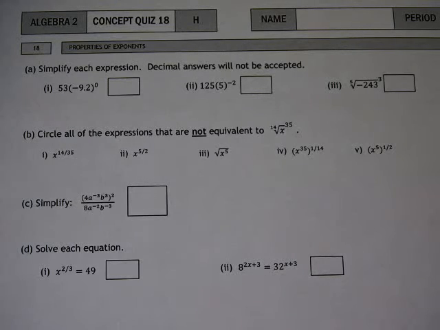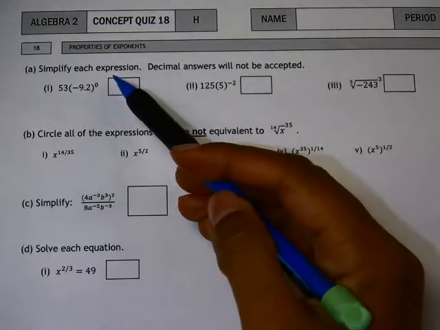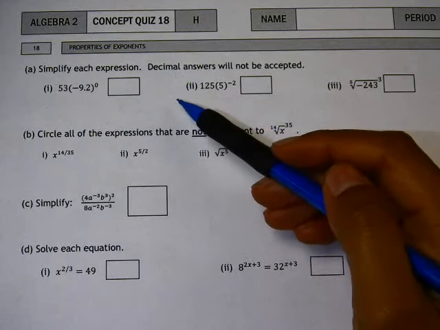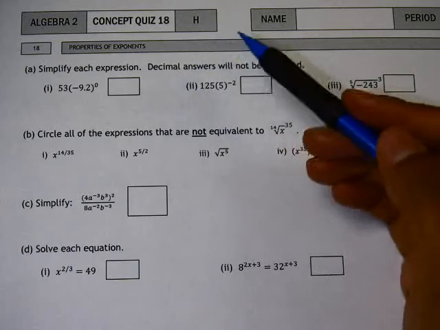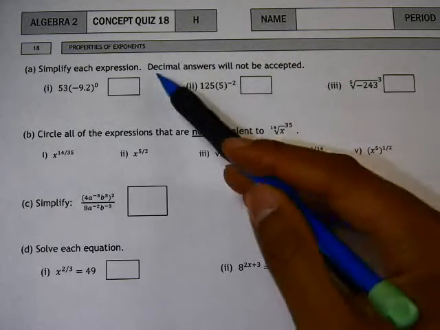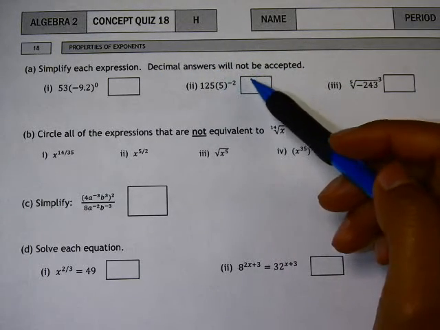This is the Concept 18 quiz review for properties of exponents. So in part A, simplify each expression. Make sure you're careful about using a calculator, because on some of these, if you use a calculator, you're going to get a decimal out of your calculator, and decimal answers are not going to be accepted.